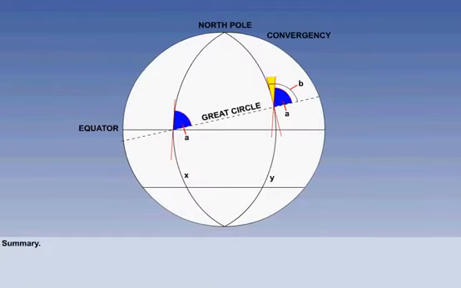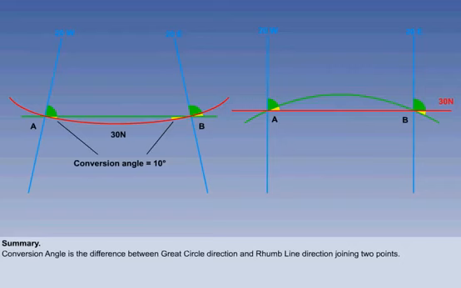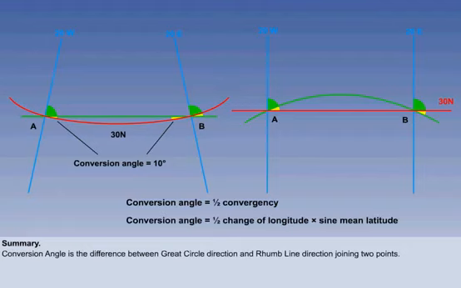Let's summarise what we've covered in this session. Convergency is the change in a great circle track. It does not involve the rhumb line. Conversion angle is the difference between great circle direction and rhumb line direction joining 2 points. Conversion angle is half convergency. Conversion angle is half the change of longitude times the sine of the mean latitude.